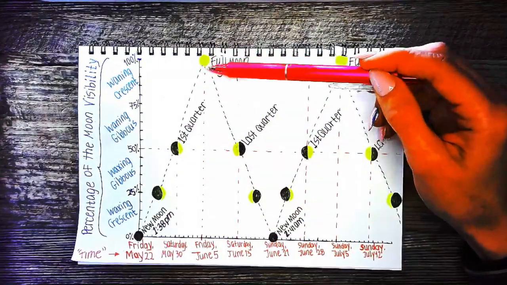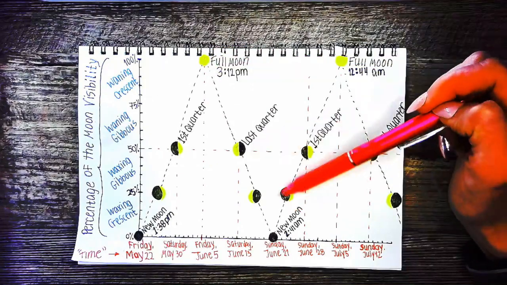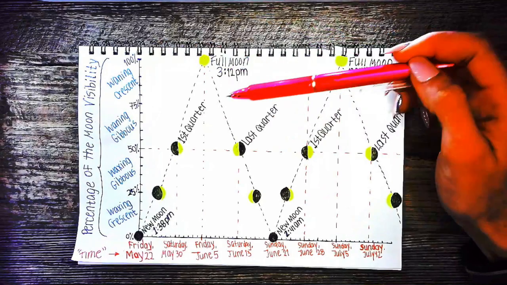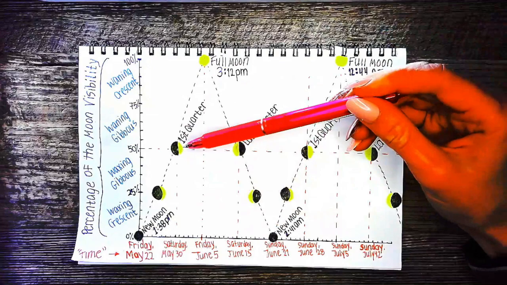Maximum, what is the maximum visibility of the moon? The maximum in this case is 100%. Not everything works out in this way. We'll talk more about this as we see some examples.